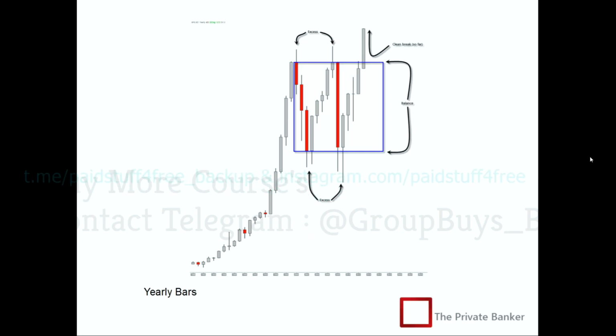As I mentioned, the yearly bars were also showing us a very clear balance or bracket area. So again, this is the S&P Cash Index. We're looking at the yearly bars. It was the internet bubble pop, I guess you could say, and the market sold all the way down, and ultimately it found support here. So here's our bracket high, here's our bracket low.